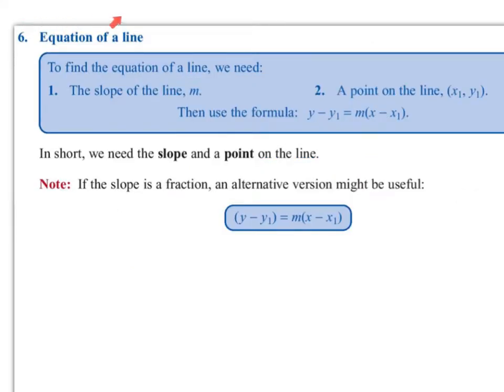Number 6. Equation of a line. To find the equation of a line we need the slope of the line, m, and a point on the line, x1, y1, any point on the line. Then use the formula y minus y1 equals m times (x minus x1). In short, we need the slope and a point on the line. Note, if the slope is a fraction, an alternative version might be useful.